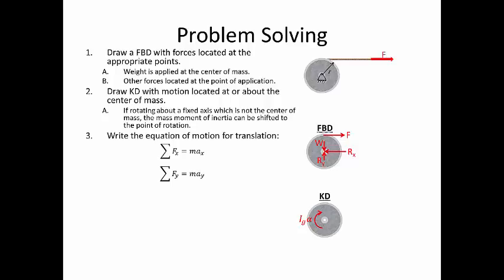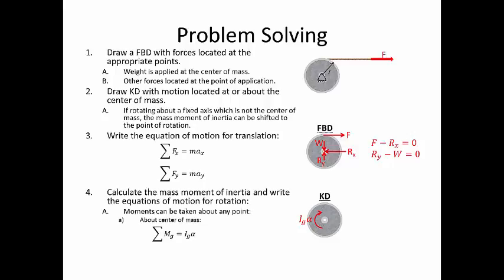Third, we write the equation of motion for translation. Sum of the forces in the x direction equals mass times the acceleration in the x direction, and the sum of the forces in the y direction equals the mass times the acceleration in the y direction. So in this case, F minus the reaction in the x direction equals 0, and the reaction in the y direction minus the weight is also equal to 0. Note that the object is not translating, so there's no mass times acceleration on the right side of the equation.